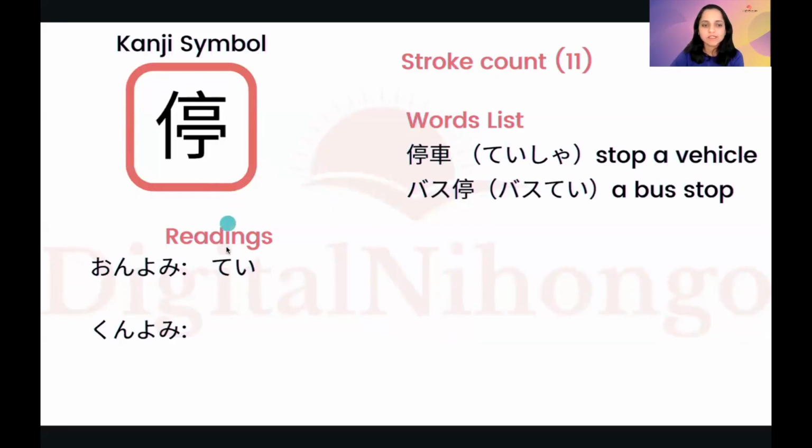The first kanji is te. If you remember, we have seen one kanji as te in the last video as well. That was yote, shite. Yes, this te is different from that. Tesha, stop a vehicle. Basate, bus stop. So te is in context with stop. See the kanji symbol, 11 strokes. This is a radical of a person and this part. This kanji, it's better to write it and remember because you cannot directly split it into different parts.